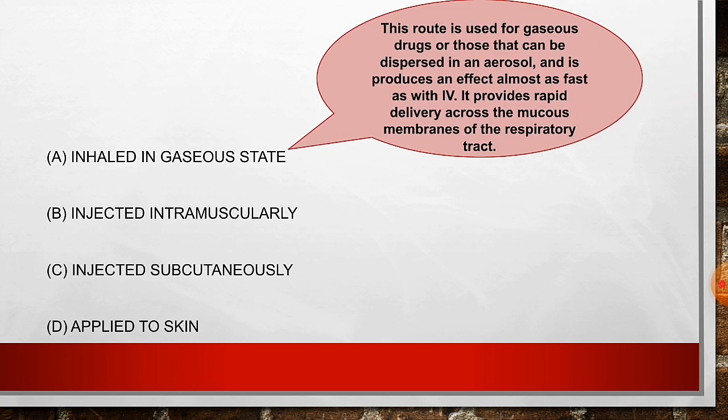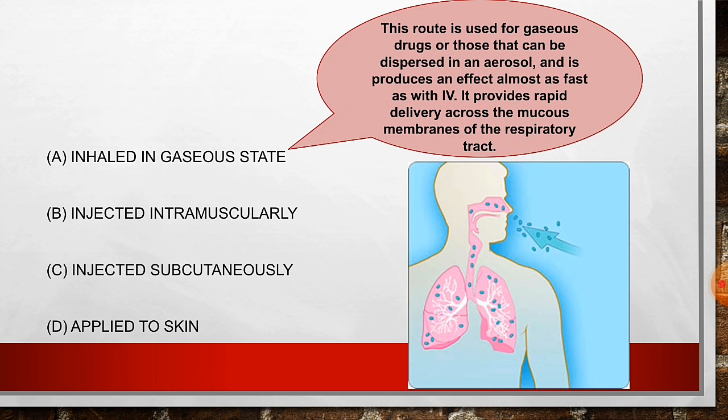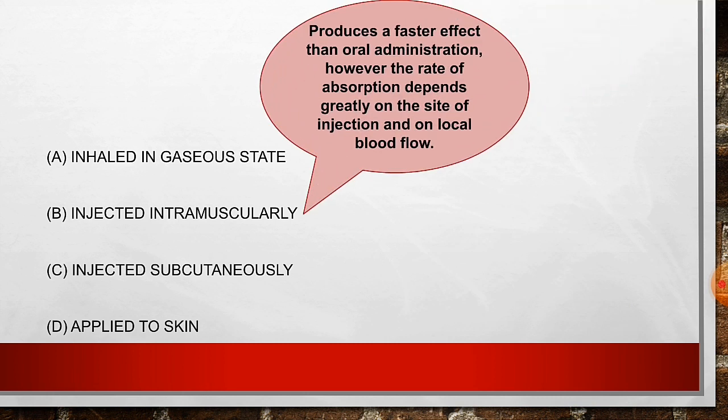For the first, inhalation. This route is used for gaseous drugs or those that can be dispersed in an aerosol and produces an effect almost as fast as IV, that is intravenous. It provides rapid delivery across the mucous membrane of the respiratory tract. So it is clear that it is very rapid and fast in action, because it goes through our nose to the lungs, which are very near our blood capillaries and veins. So it might be the answer, but first we need to check the second one.